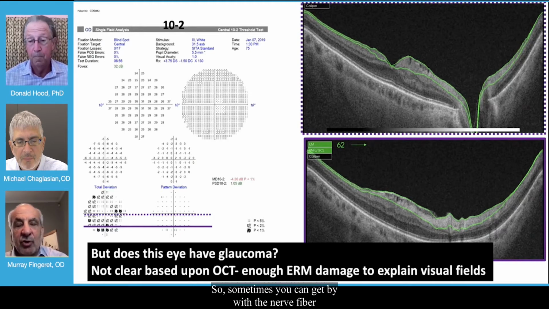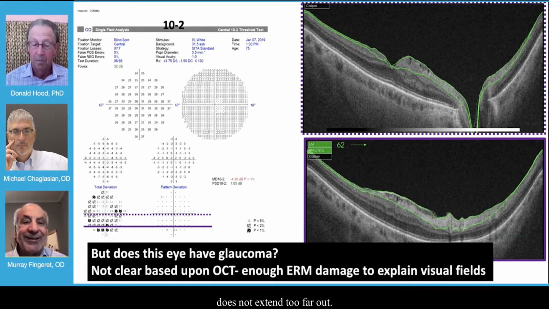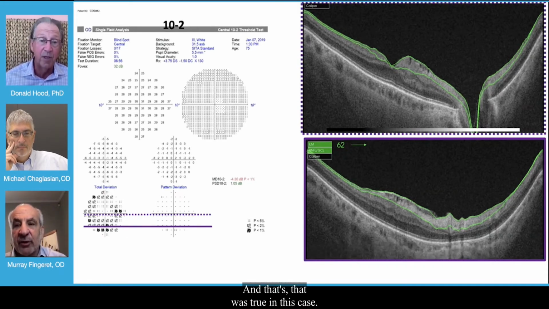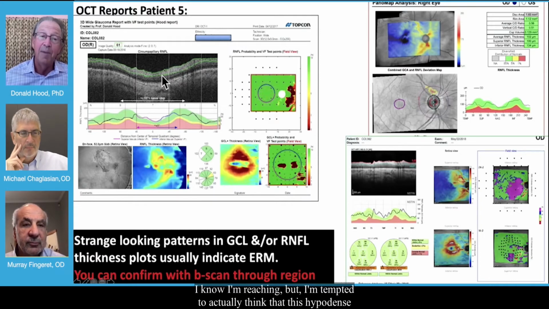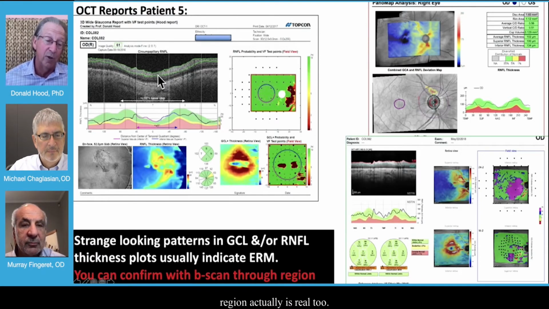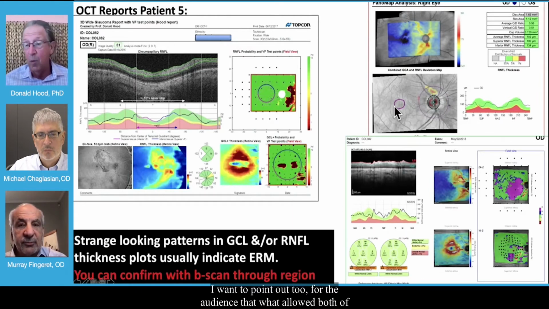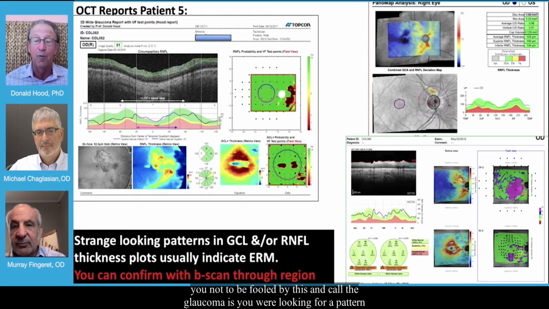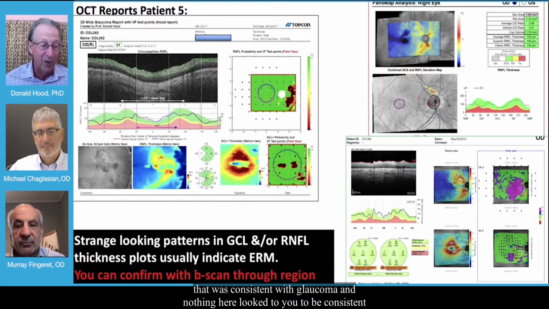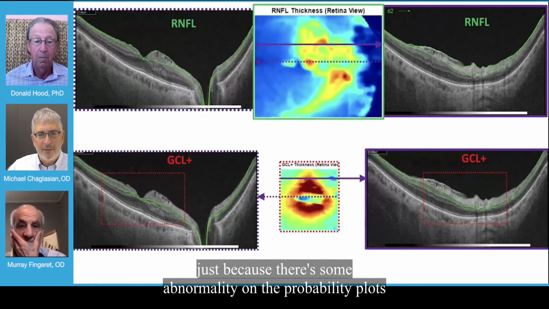So, sometimes you can get by with the nerve fiber layer, the circumpapillary scan, if the epiretinal membrane does not extend too far out. And that was true in this case. Yeah. So I know I'm reaching, but I'm tempted to actually think that this hypodense region actually is real too. I think that epiretinal membrane is doing a lot of damage. Yeah. I want to point out too for the audience that what allowed both of you not to be fooled by this and call it glaucoma is you were looking for a pattern that was consistent with glaucoma, and nothing here looked to you to be consistent with glaucoma, right? Right. Just because there's some abnormality on the probability plots doesn't mean it's glaucoma.